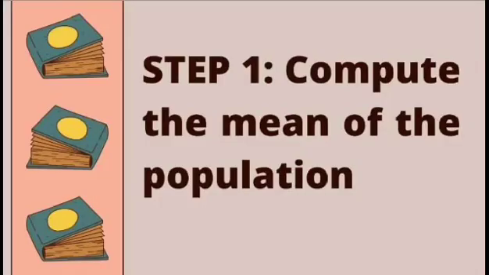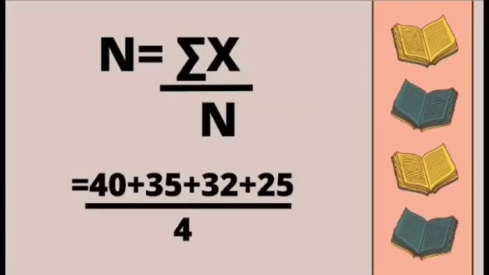First step, compute the mean of the population. To accomplish this, we will add all of the elements of the population and divide it by the number of elements in the population. 40 plus 35 plus 32 plus 25 equals 132, divided by the number of elements of the population, which is 4. 132 divided by 4 equals 33.